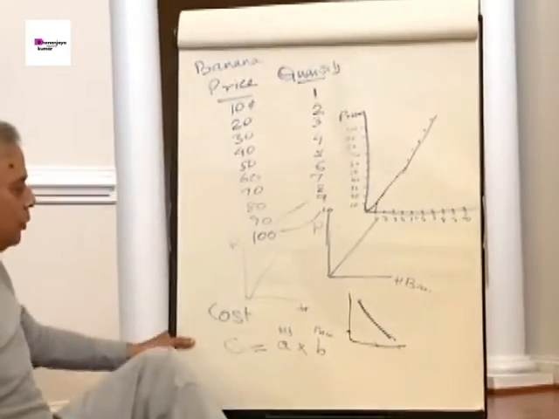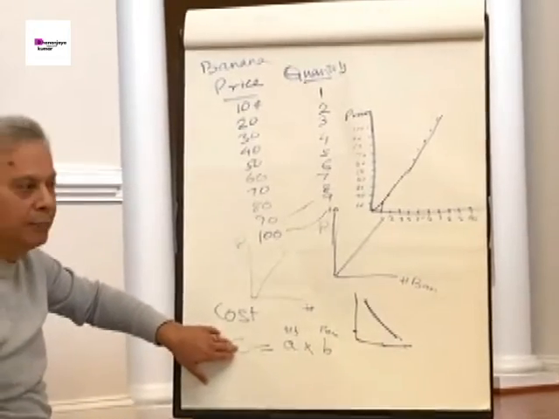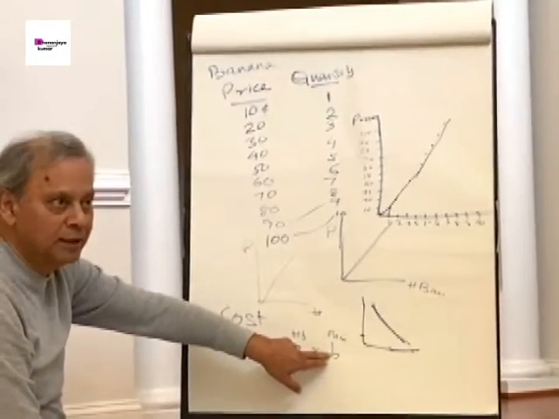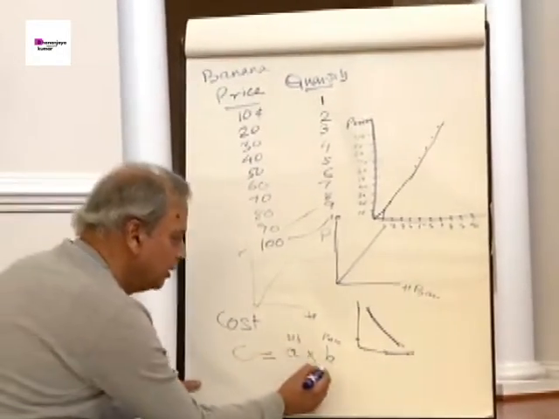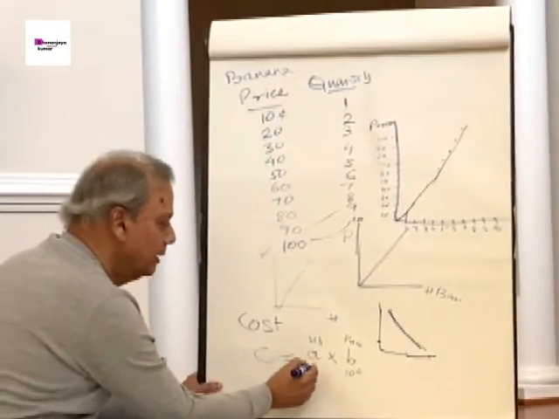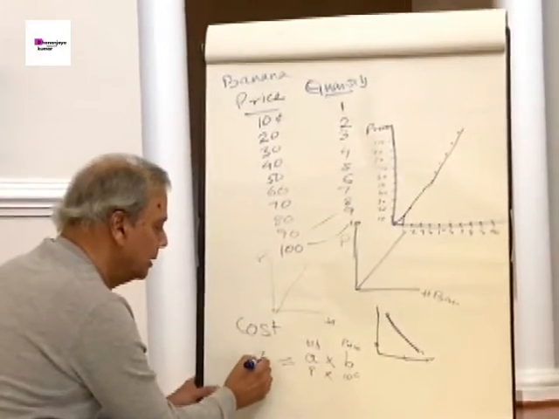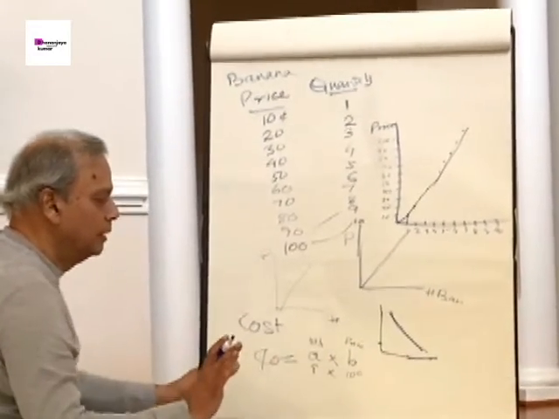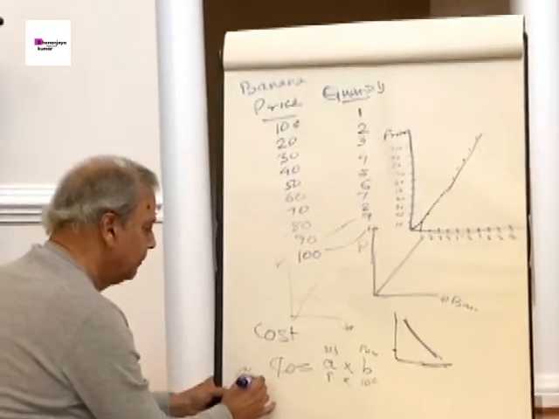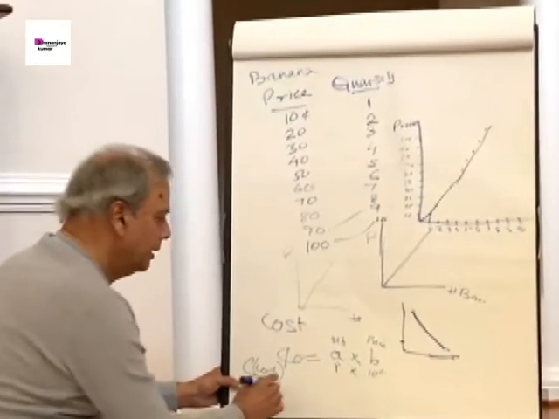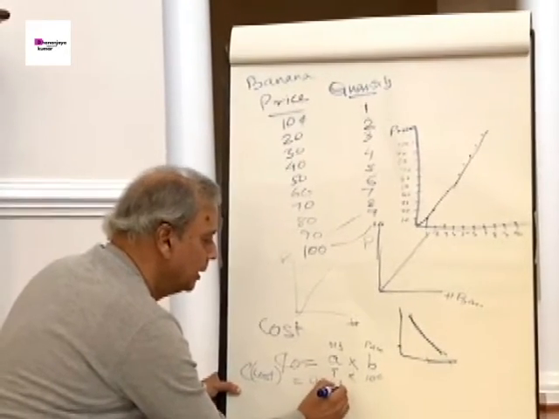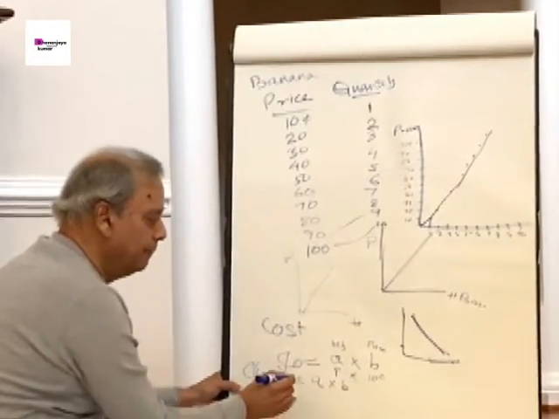Okay? So how much money you will spend depends on how many bananas you are buying and what is the price of banana. So the price of banana is 10 cents. Number of bananas, whichever one you want, for 9 is 9 times 10 is 90 cents. So now you have written a formula. C, which is cost of banana you spend, is equal to A times B.